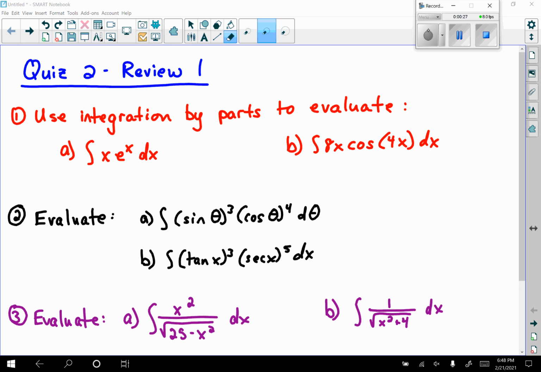Alright, so if you're ready to check or you just want to follow along the first time, let's go ahead and get started. I will point out on the quiz, it'll look very similar to this, like the first 2 problems, or I might just give you 1 problem on the quiz, but I will mention to use integration by parts. Let's take a look at 1a.